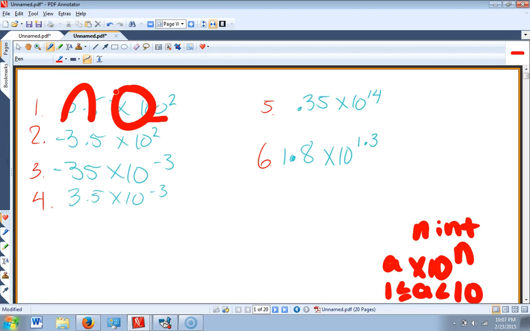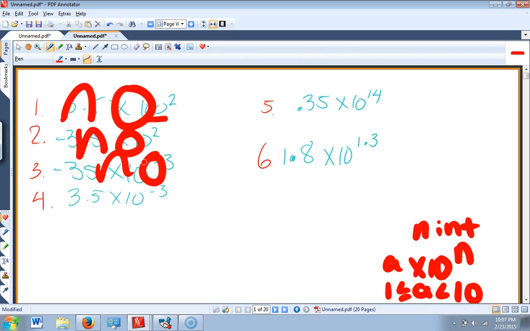All right, let's look at number 2. Negative 3.5 times 10 squared. Our 10 is fine and our squared is fine, but our negative 3.5 is smaller than 1. So this one is also not in scientific notation. Now, number 3 should be obvious. If number 2 was not in scientific notation, then 3 is not in scientific notation because negative 35 is substantially more negative than negative 3.5. So this one is wrong as well.